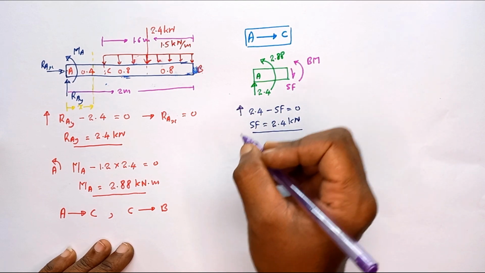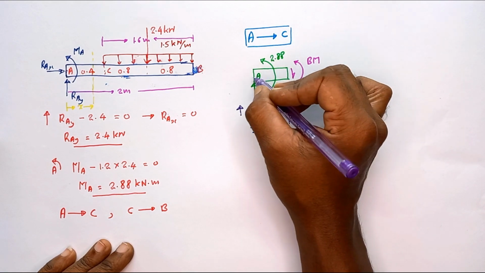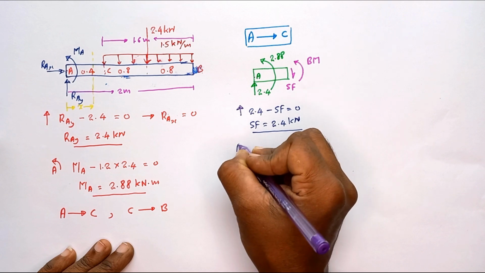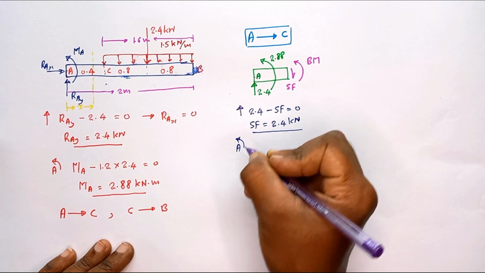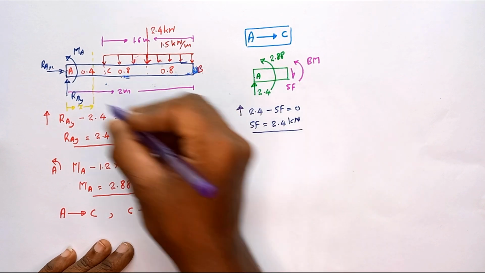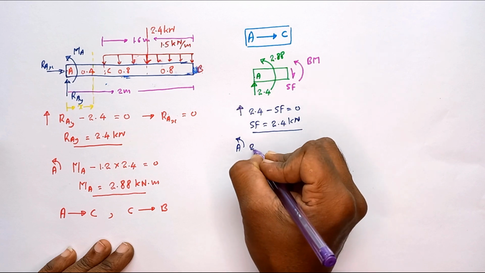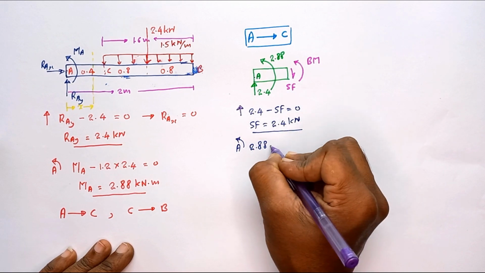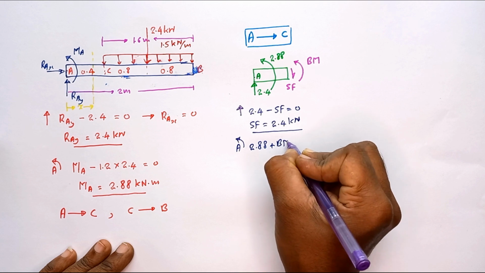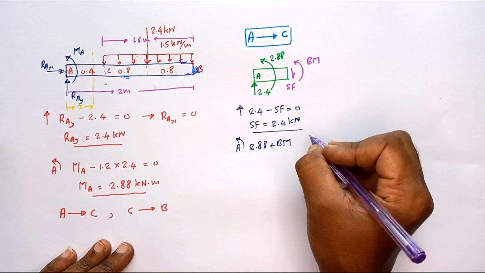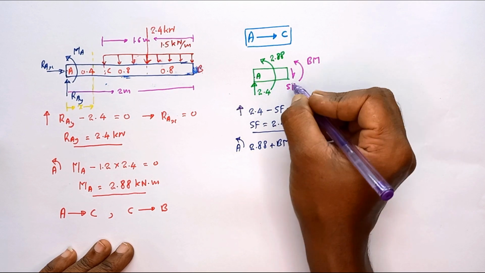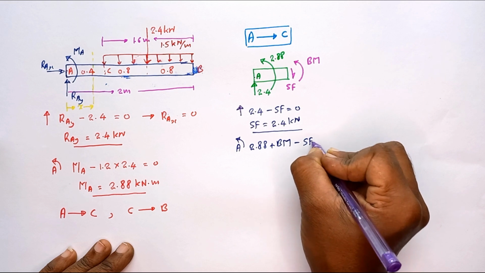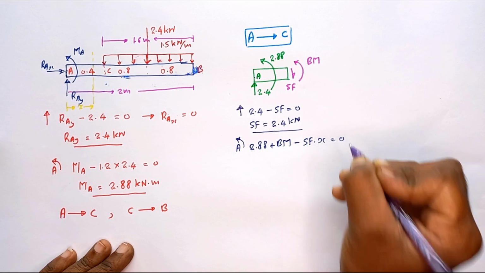bending moment. To take the equation for bending moment, I am going to take the moment around this A point. By taking the moment around this A point, here 2.88 moment produced by the fixed support plus bending moment minus shear force into x, this length is equal to x, is equal to 0.